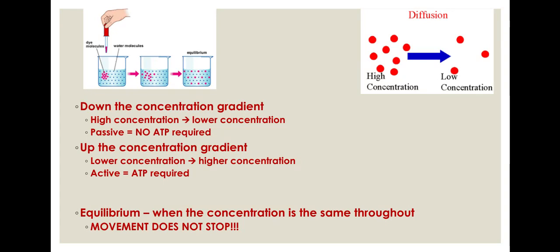Something very important to note, we can reach equilibrium when the concentration is the same. Now, the movement of these molecules isn't going to stop. It is just that the rate that they are moving up and down, the concentration gradient will be about equal. So we end up with the same concentration.